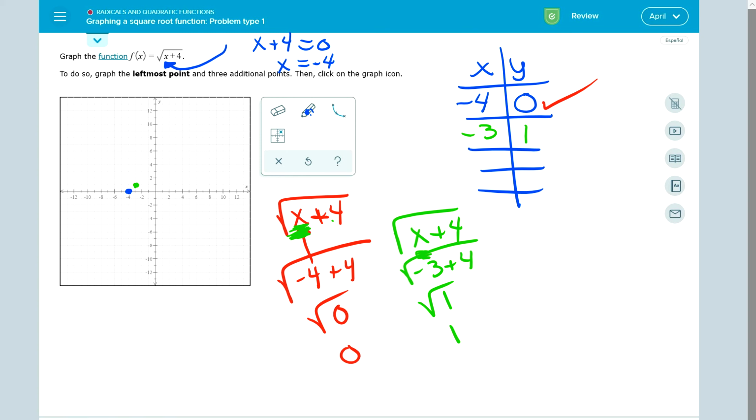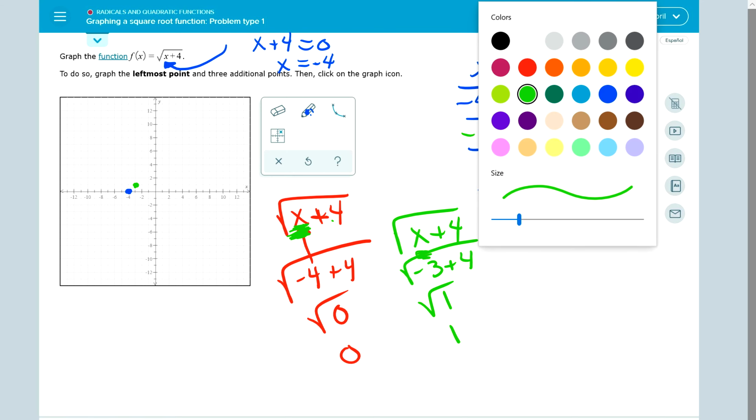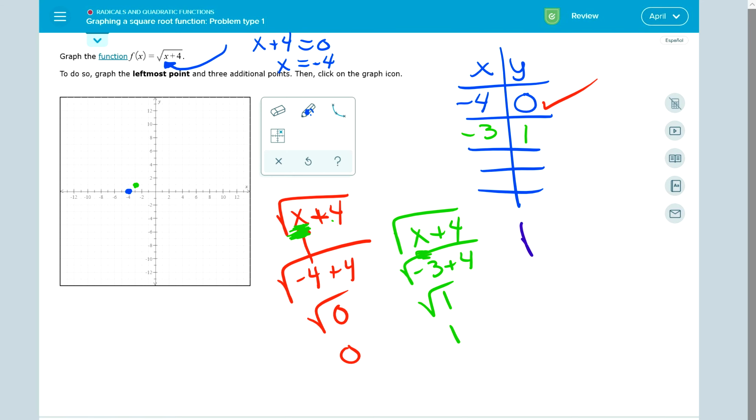Sticking in negative 2, negative 2 plus 4 is 2, and the square root of 2 is not a perfect square, so that one's not working for me. Negative 1 plus 4 is 3. Sorry, that's not a perfect square either. Okay, I'm going to stick 0 in here.